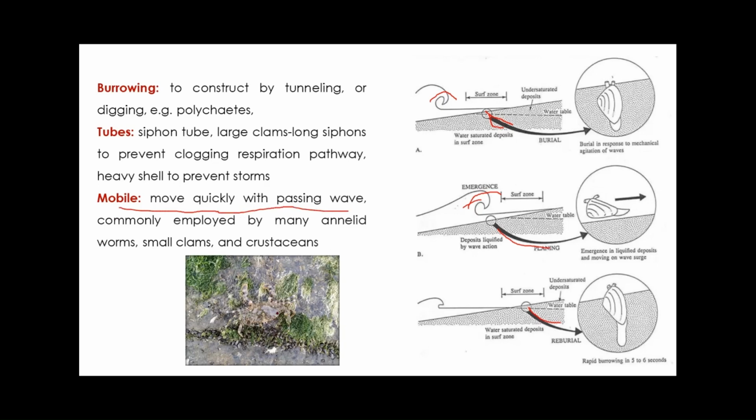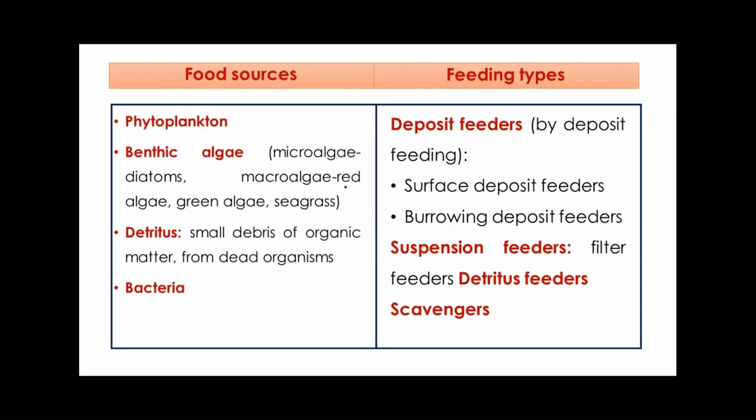For example, you can see one camouflaged crustacean, a crab, over here. If you look closely at my screen, you can see a crab which moves very fast and crosses before the second wave comes in. So these are some of the modifications in the sandy shore.